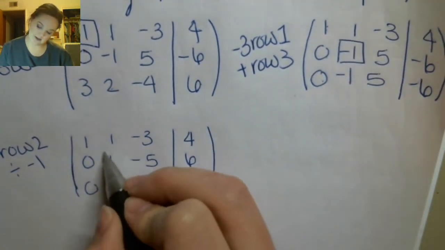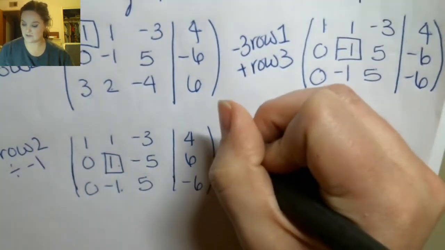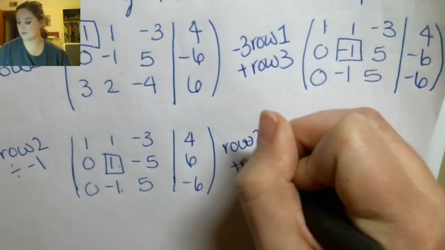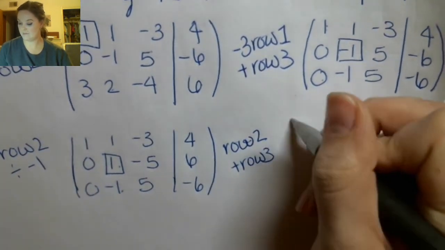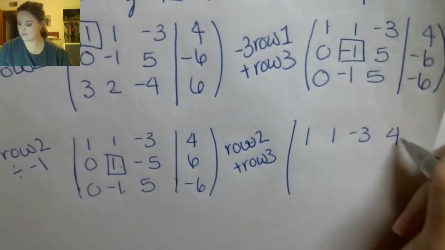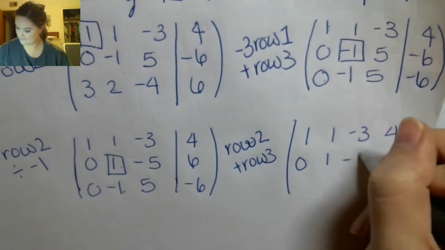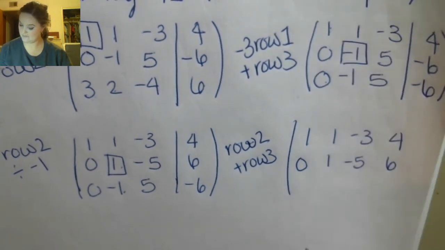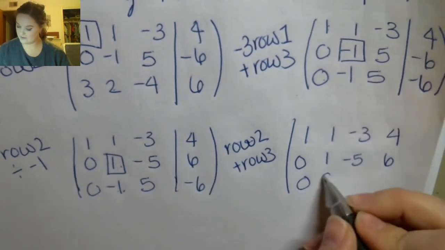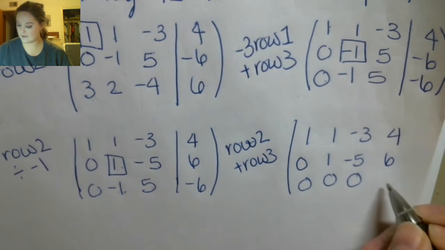All right, now I'm still focused on this position and I want to eliminate below it. So I'm just going to take row 2 and I'm going to add it to row 3. Okay, copy my first row. Okay, 0 plus 0 is 0. 1 plus -1 is 0. -5 plus 5 is 0. 6 plus -6 is 0.